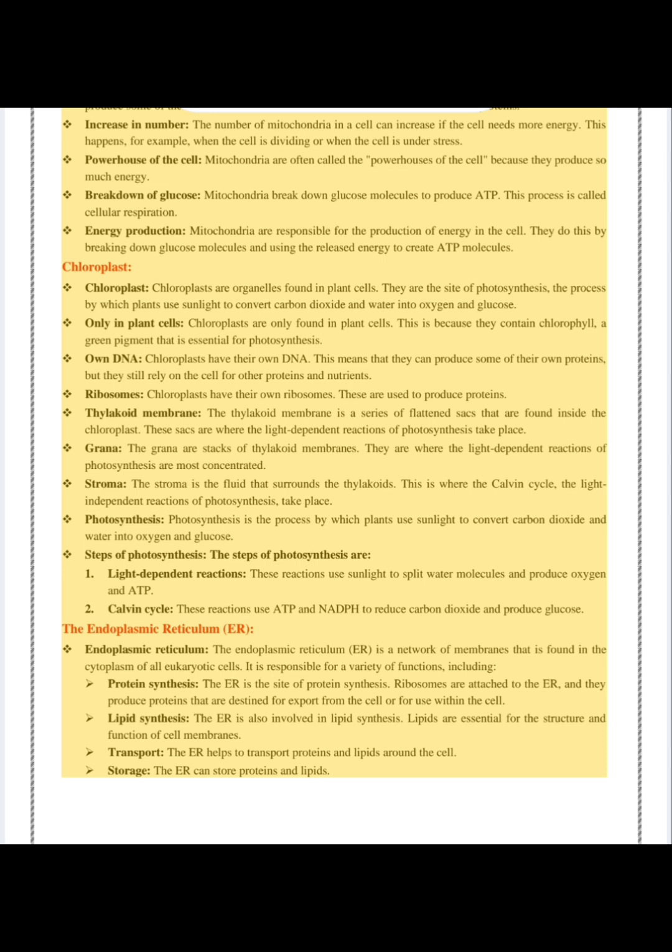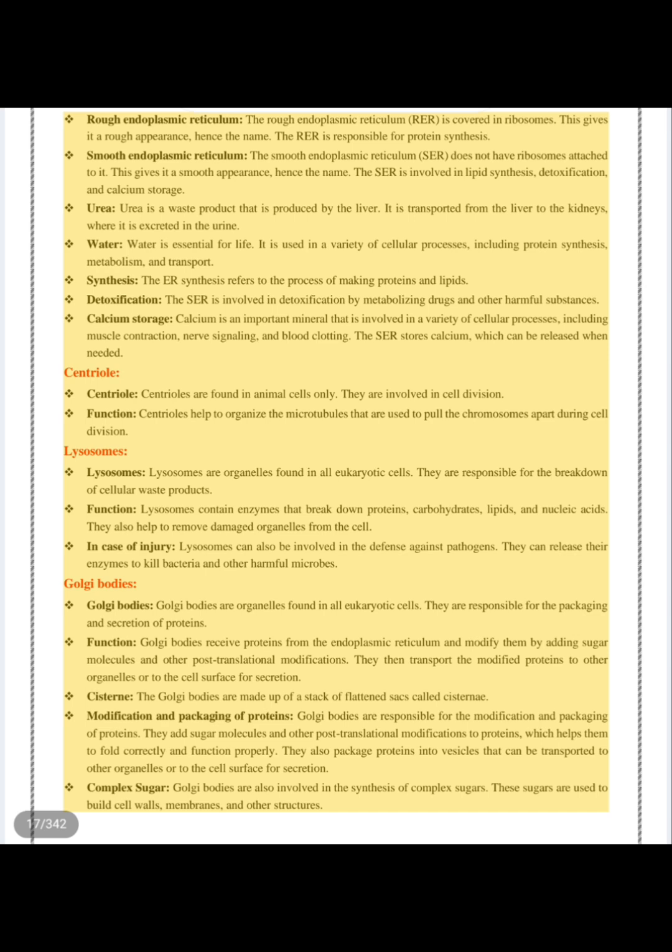Lipid synthesis. The ER is also involved in lipid synthesis. Lipids are essential for the structure and function of cell membranes. Transport. The ER helps to transport proteins and lipids around the cell. Storage. The ER can store proteins and lipids. Rough endoplasmic reticulum. The rough endoplasmic reticulum, RER, is covered in ribosomes. This gives it a rough appearance, hence the name. The RER is responsible for protein synthesis.